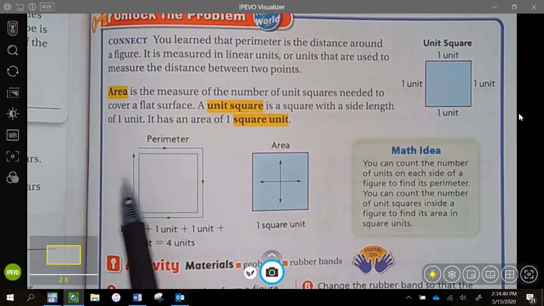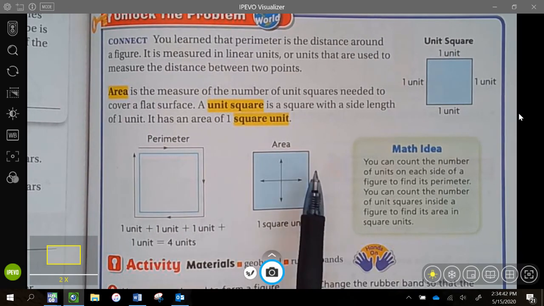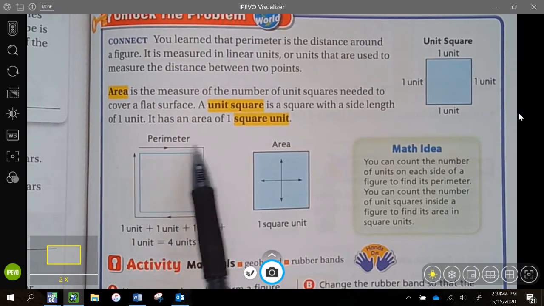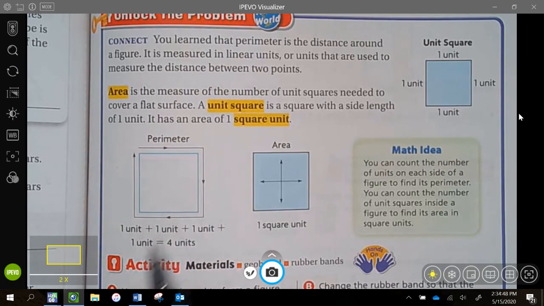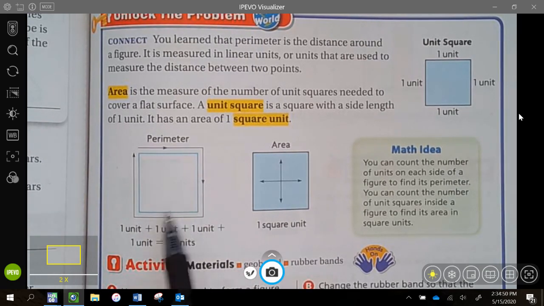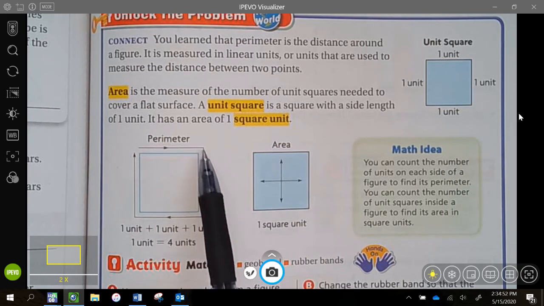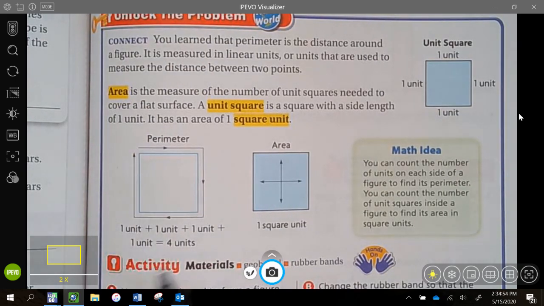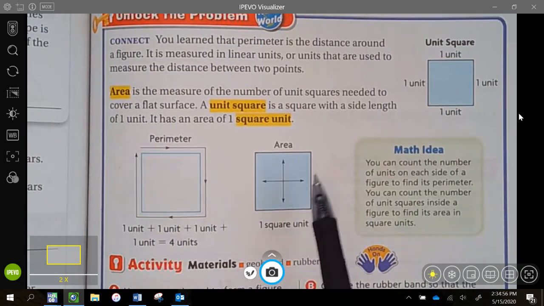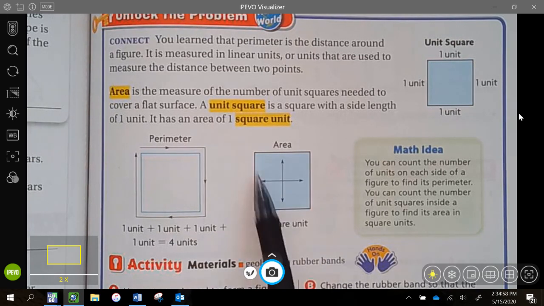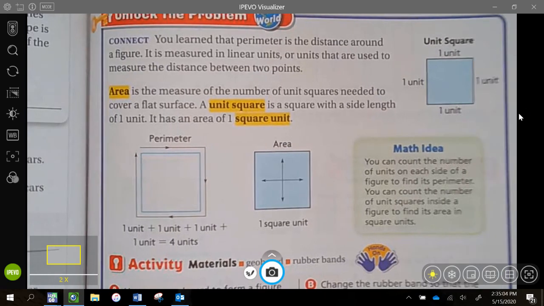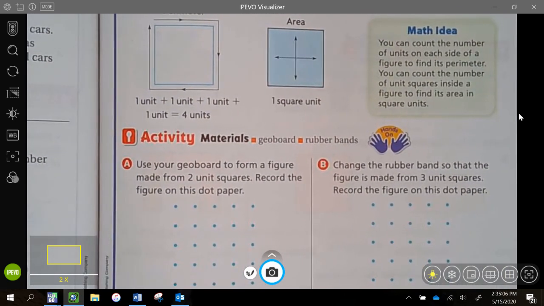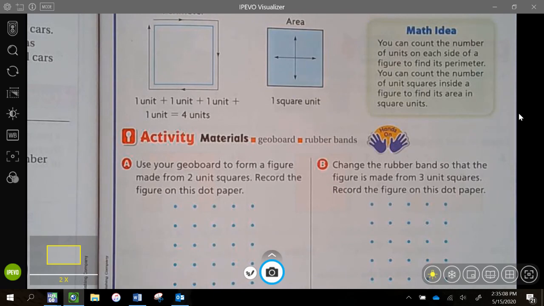So here's the difference between the perimeter and the area. The perimeter, we add each side up to figure out how much is around it. So the perimeter of this will be 1 plus 1 plus 1 plus 1, which would give us 4 units. But the area, we just count this square. So this square is 1 square unit. So we're going to work through this a little bit to hopefully help you understand this a little bit better.